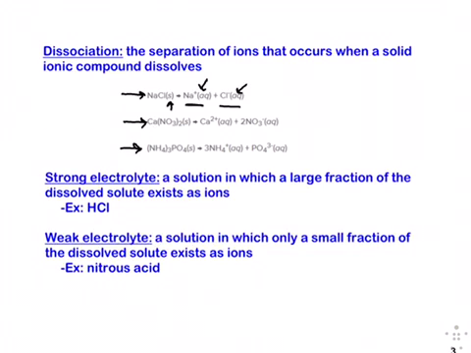All right, a strong electrolyte is a solution in which the majority of the dissolved solute will exist as ions. An example here is hydrochloric acid. And a weak electrolyte is a solution in which only a small fraction will dissociate. Nitrous acid does that. All right, and that is that for aqueous solutions.